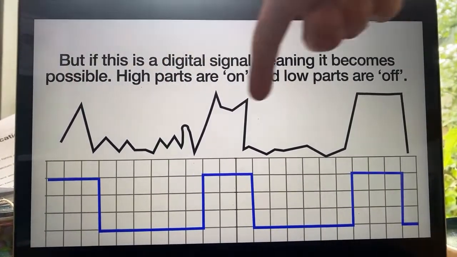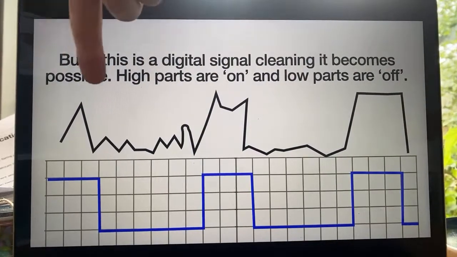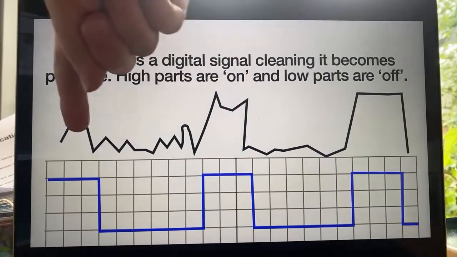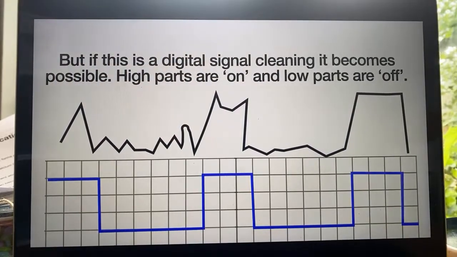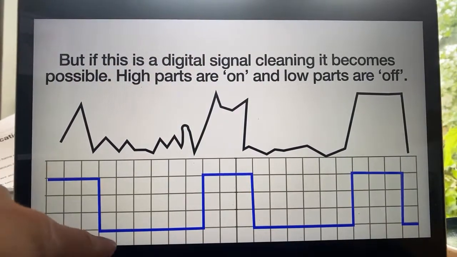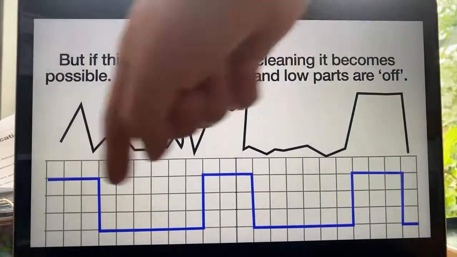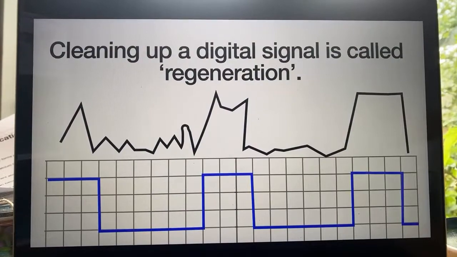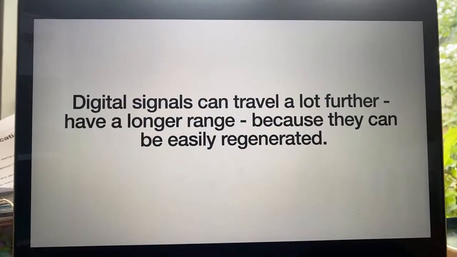If we look at this and we say that it's a digital signal, the high bits are ons, or ones if you like, and the low bits are probably going to be offs or zeros. So there's a pretty high chance that this signal below is this signal above, just cleaned up a bit. If you clean up a digital signal, it's called regeneration. It's a good word, isn't it? Regeneration.